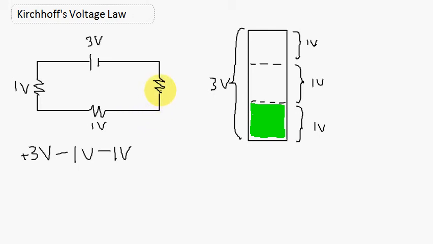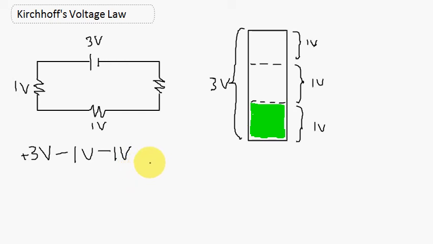And here's the final resistor. Now, how many volts do we lose across this resistor? Well, according to Kirchhoff's voltage law, the sum of all the voltages must be equal to 0. So what is the sum up till right now? Well, it's just 3 volts minus 1 volt minus 1 volt, which is 1 volt, as you can see on here too, 1 volt. That's how many volts we have right now.